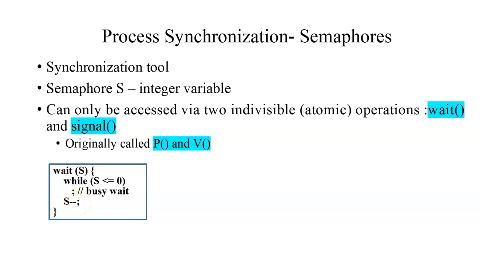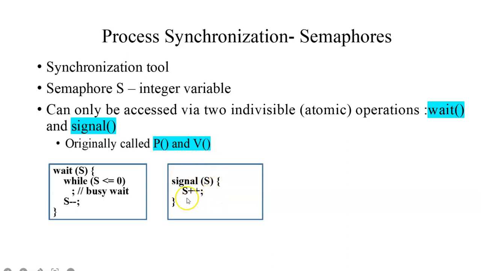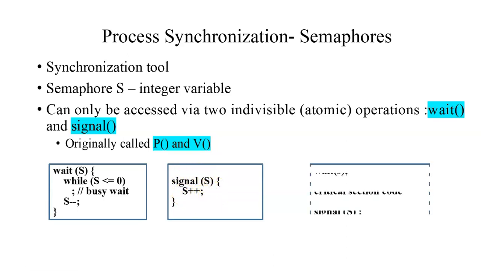Simple to remember: wait makes the process wait if the semaphore value is less than or equal to 0. If the semaphore value is greater than 0, the semaphore value is decremented. What is the signal function? The signal function just increments the semaphore count. How do we use these functions?